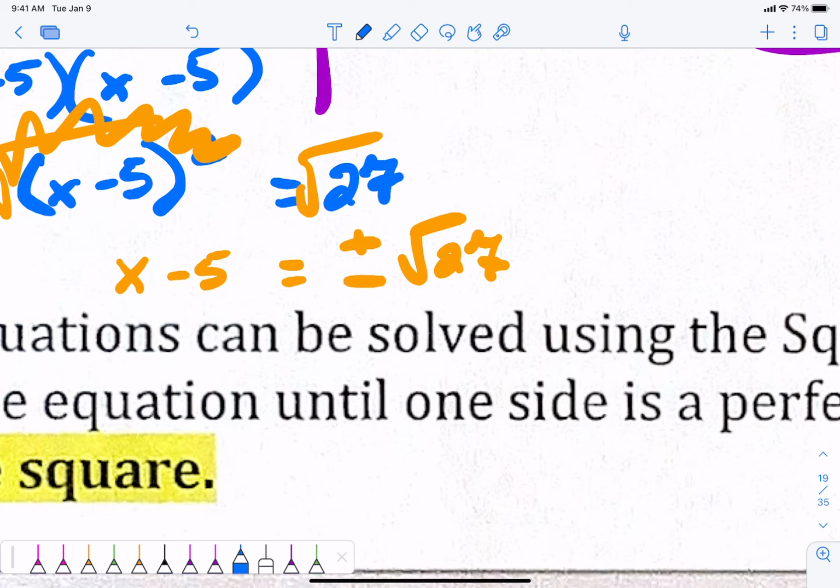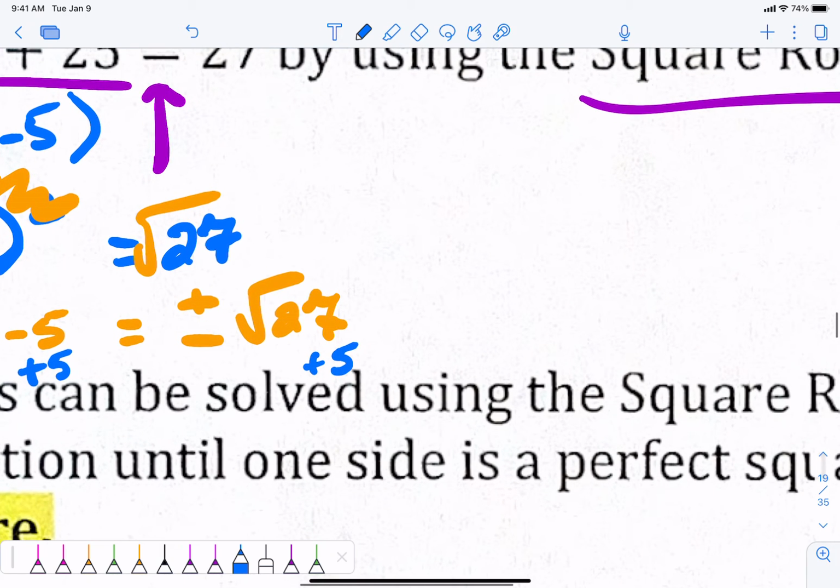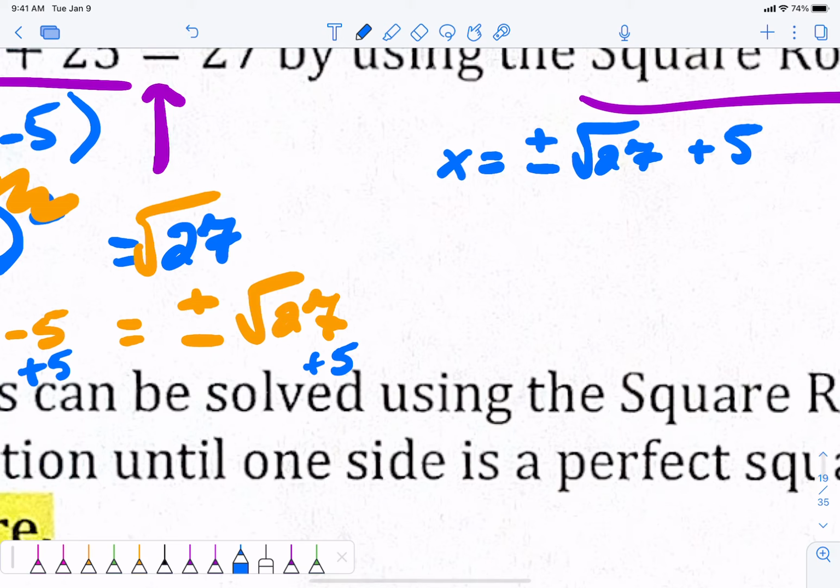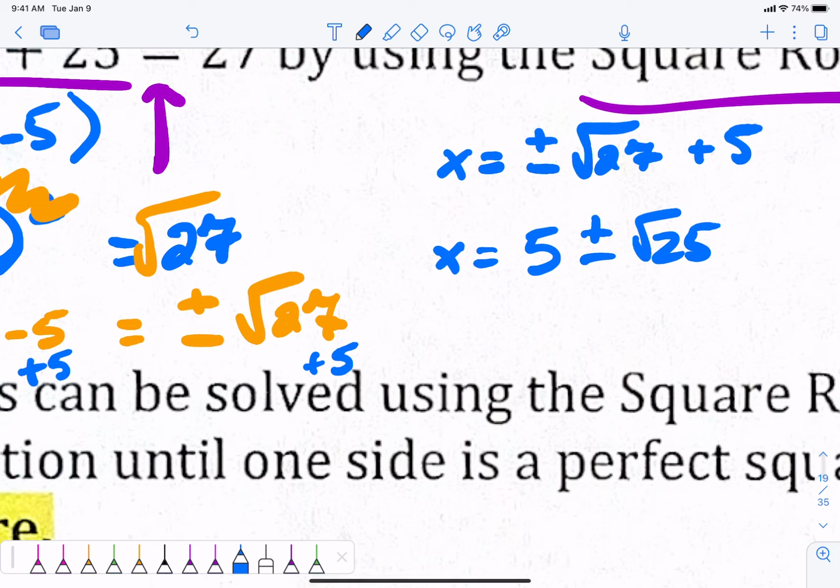Then last thing, you add the 5 over. Now, can you add the 5 to the 27? No. Okay, so, ready for this? There are two different ways of writing your answer. You can say x is equal to plus and minus the square root of 27, and then plus 5, or you can write it as 5 plus and minus the square root of 27. You know which way I like the best? 5 plus or minus. This one.